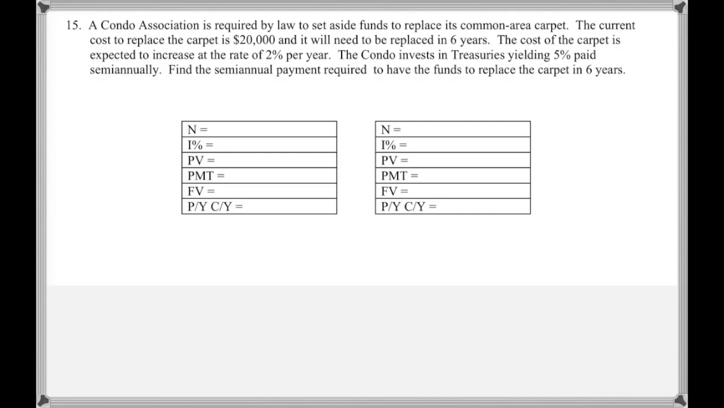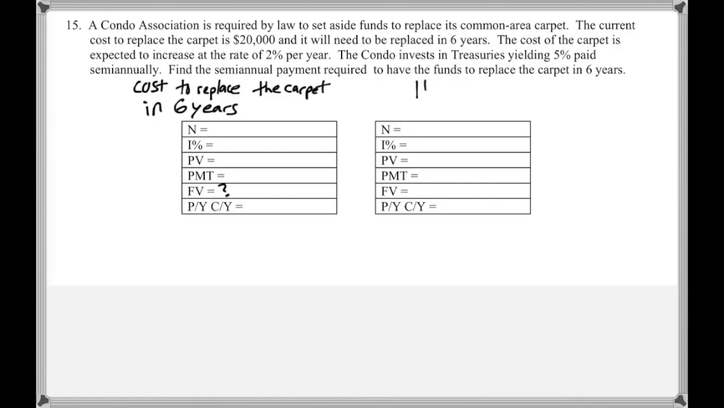So we have two things going on here. We need to find the cost to replace the carpet in 6 years. So we are going to be looking for the future value there.